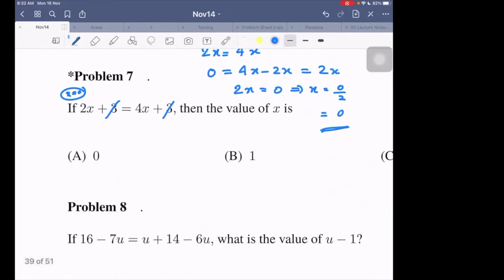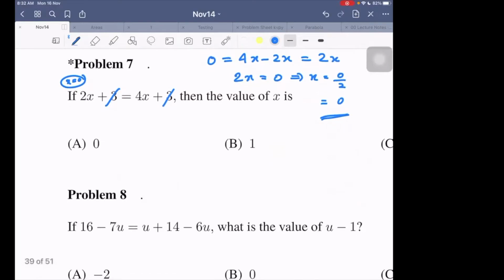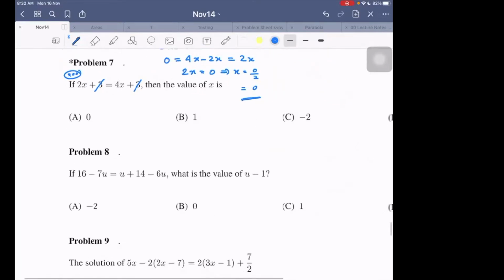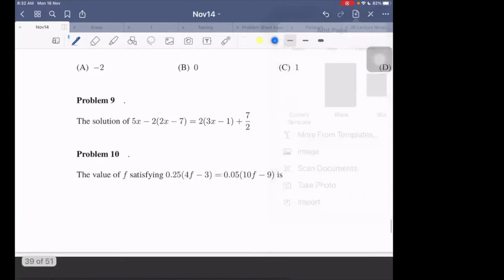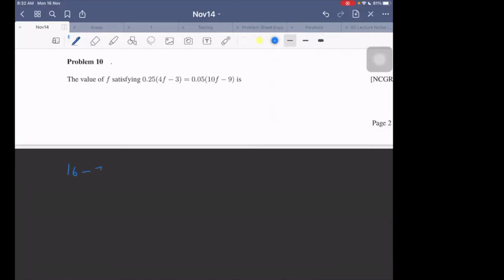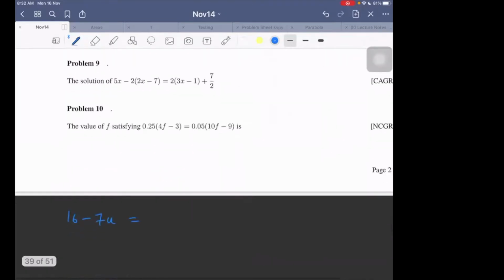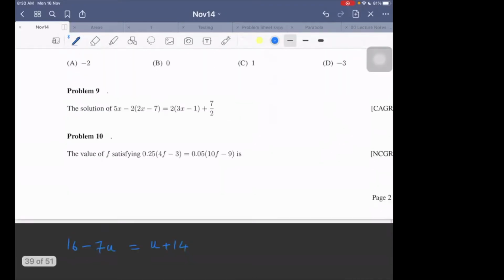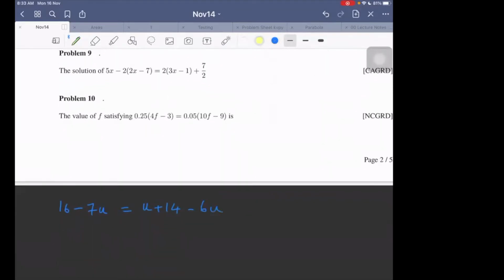All right, next question. So let's do the next question. We have 16 minus 7u is equal to u plus 14 minus 6u. 16 minus 7u is equal to u plus 14 minus 6u.